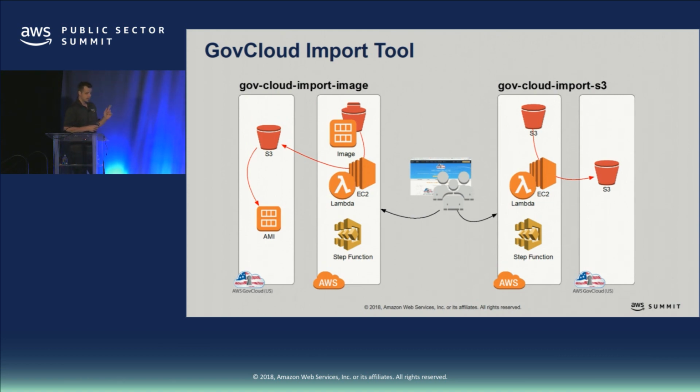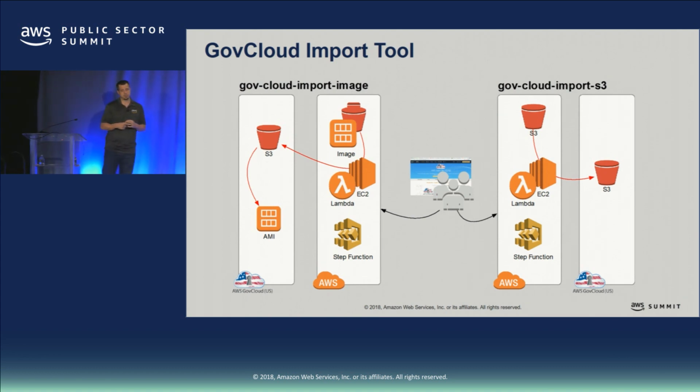Now, at the same time, we also focused on being able to do app data, right? For the app data, we have an S3 synchronization, and just like the original image I showed up here, the S3 is a one-way synchronization. So we can do up to a terabyte of data in, say, any S3 bucket in standard regions. We can synchronize that into GovCloud.